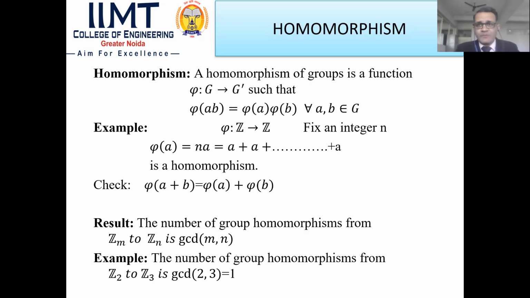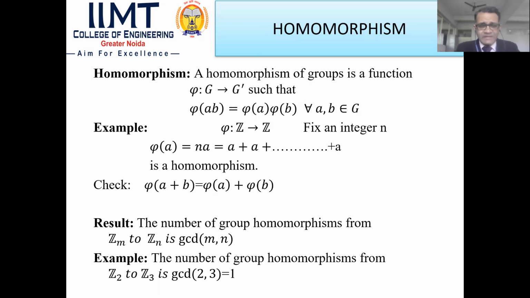What is a homomorphism? Suppose we have two groups G and G prime. A homomorphism of groups is a function phi from G to G prime such that phi of AB is equal to phi of A into phi of B for all A, B belonging to G. It means, suppose we have two elements and we multiply, then the image of the product is equal to the product of the images.